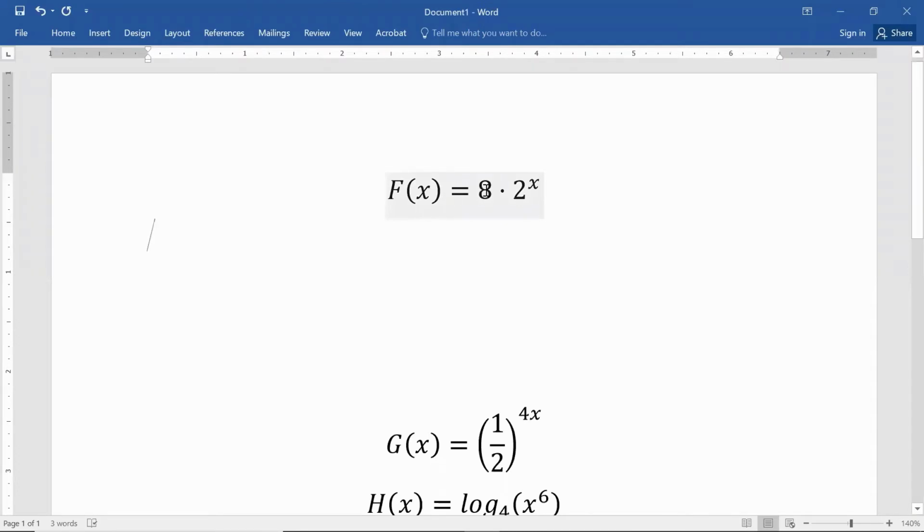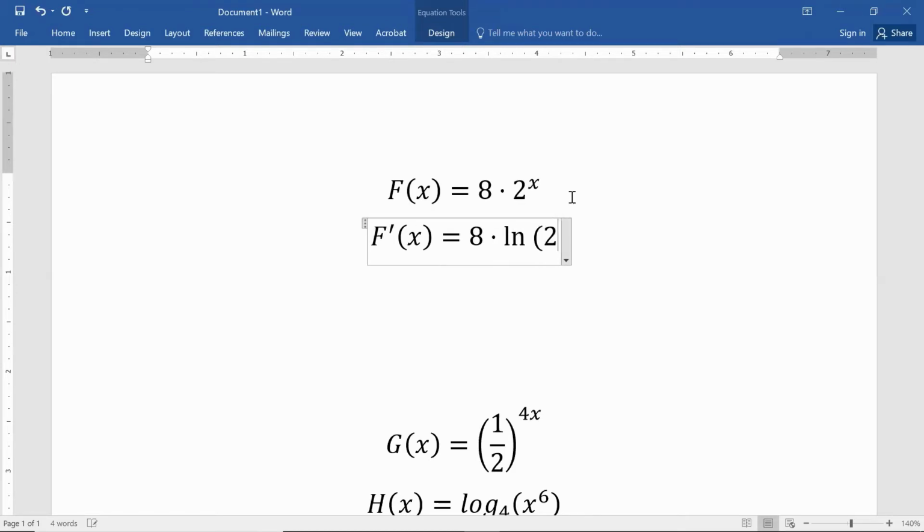F is 8 times 2 to the x. Now, this is an exponential function times a constant of 8. So when I take the derivative, f prime of x, I'm going to have that constant of 8 multiplied times the derivative of 2 to the power x. Derivative of 2 to the power x is natural log of 2 multiplied times 2 to the x power.